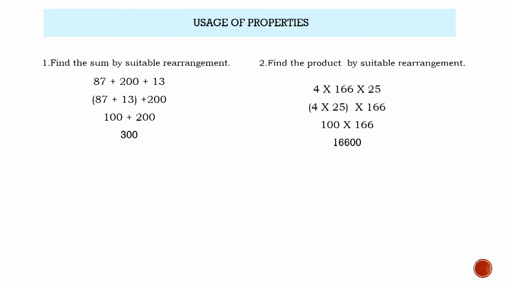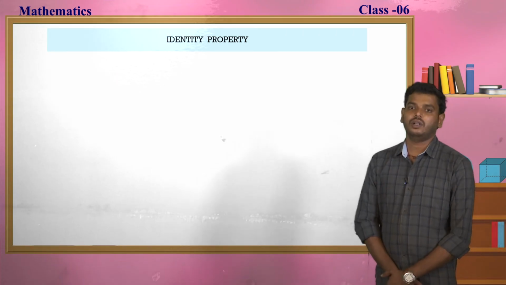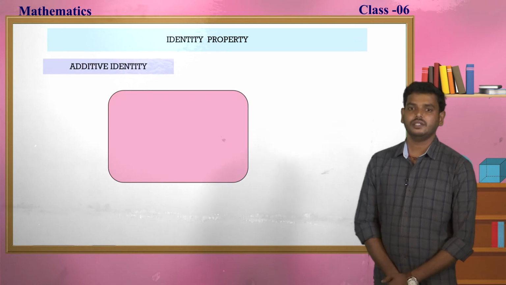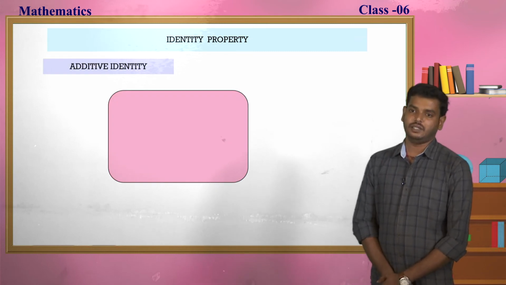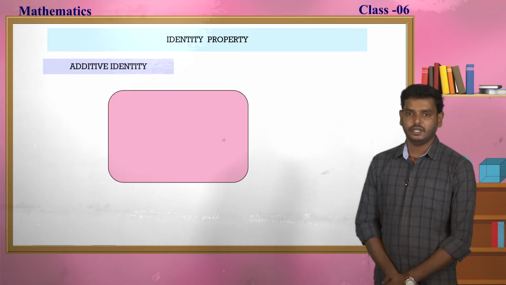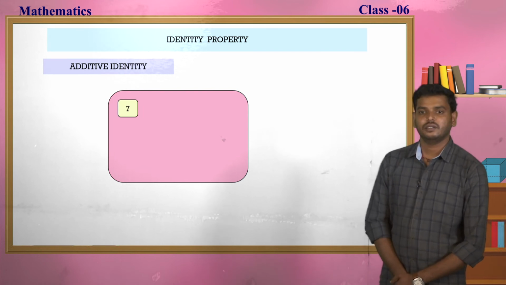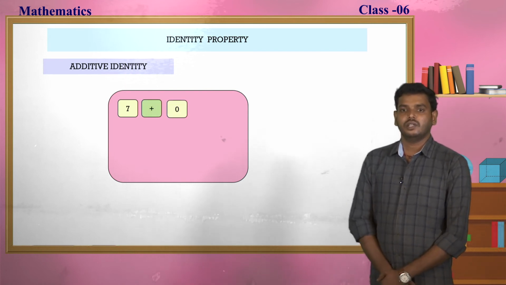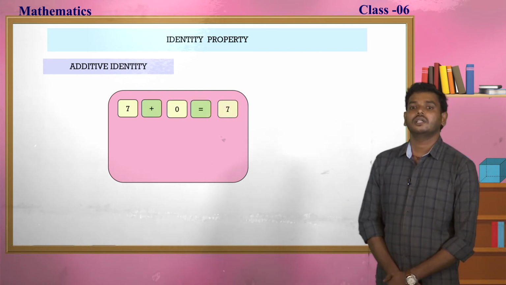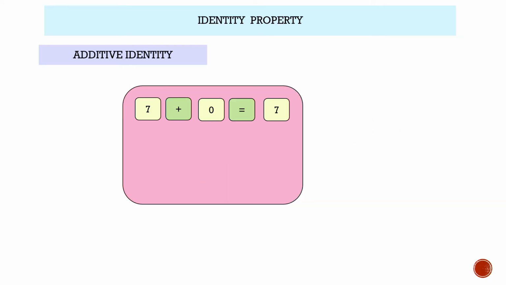Here we have used different properties to solve the sums. Next we will move to another property called identity property, that is additive identity. What do you mean by additive identity? Children, we will learn additive identity with some examples. See here, 7 plus 0 is equal to 7 itself. Okay, 7 plus 0 is equal to 7.